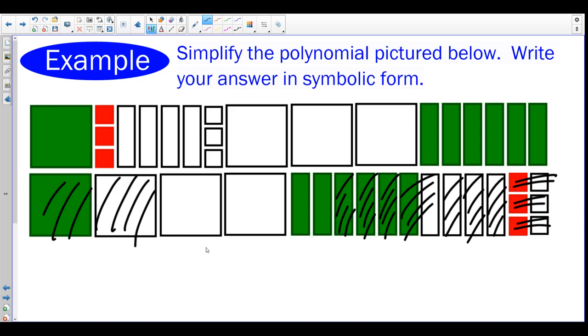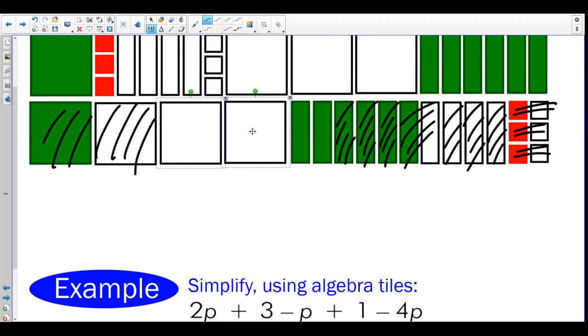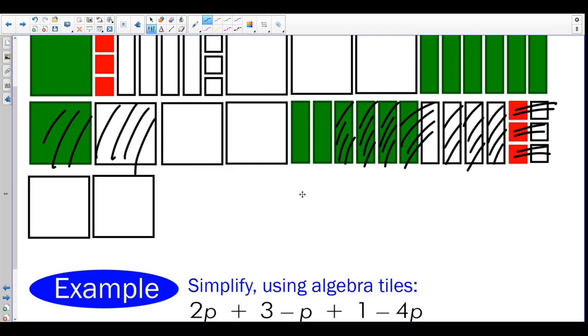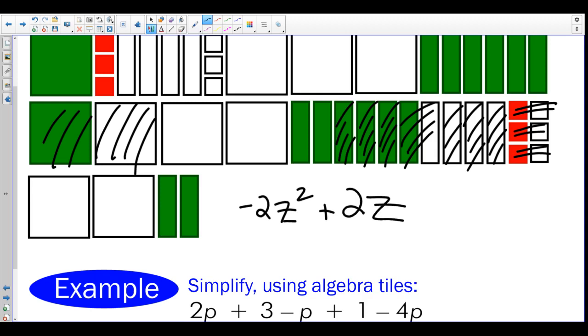So if we write out what we have left, we have 2 big white squares, and we have 2 green rectangles. We used x last time, then y. Let's use z this time. So we have 2 big unshaded rectangles, so that's negative 2z squared plus 2z, and that's what it would be. Negative 2z squared plus 2z. Okay?